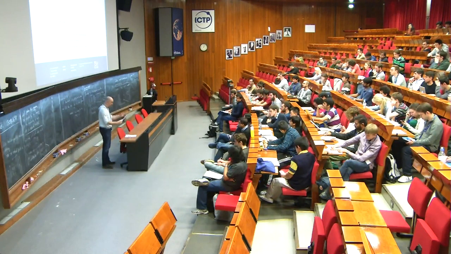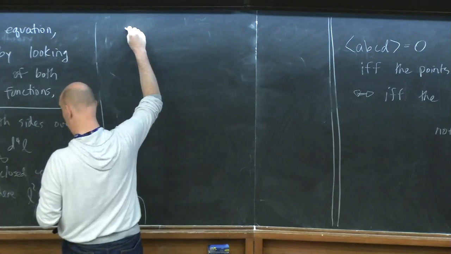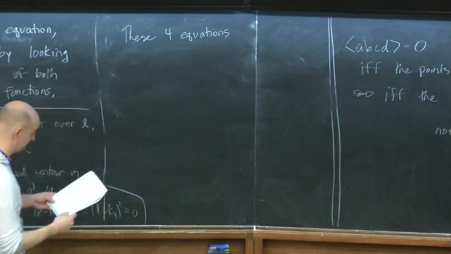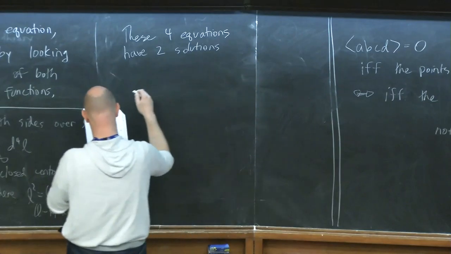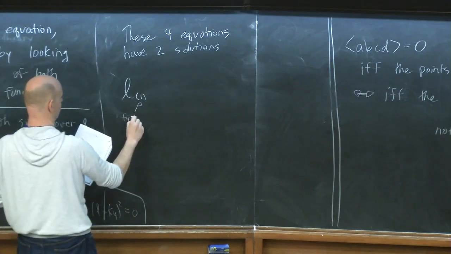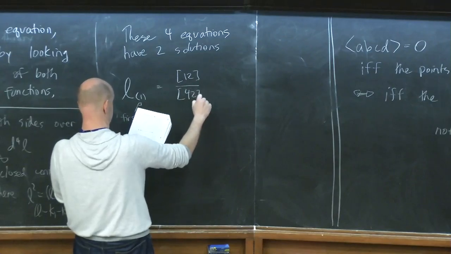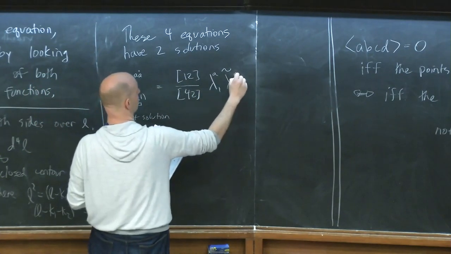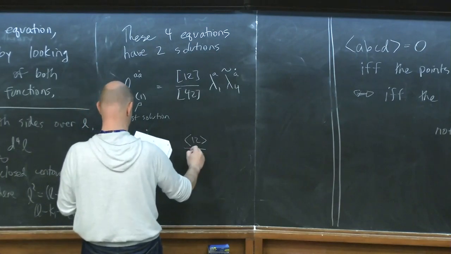So let's determine what that point is. These four equations, actually it's two points. They're quadratic equations, so you get two solutions. These four equations have two solutions, and they are given by L1, that means the first solution, and L2 is the parity conjugate.